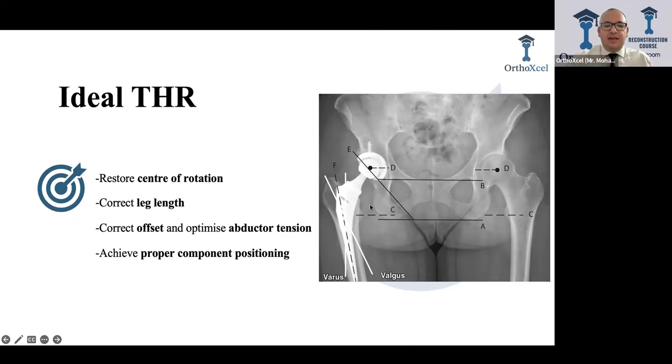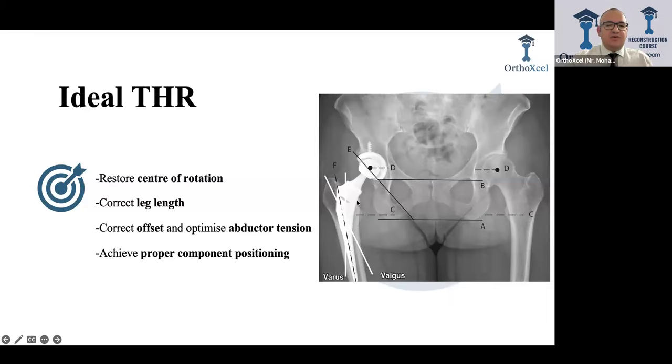You need to achieve a correct leg length, and we measure the leg length with one of two references, either the trans-ischial line or the trans-teardrop line. These are the two references from the pelvis against which you can measure the length. You measure from the center of the lesser trochanter in a properly rotated film. So with a properly rotated film, you can measure from the center of the lesser trochanter to either the trans-ischial or the trans-teardrop line to ensure that you're replicating the same length as the other side.